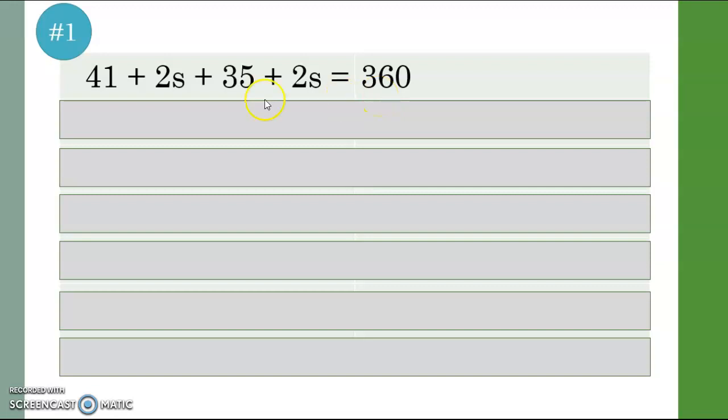On the left side of the equation, we have four different terms. Some of them are just numbers like 41 and 35. Some of them are variable terms like this plus 2s and this other plus 2s.